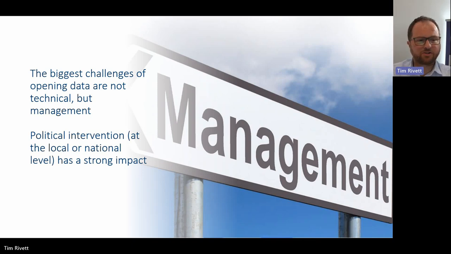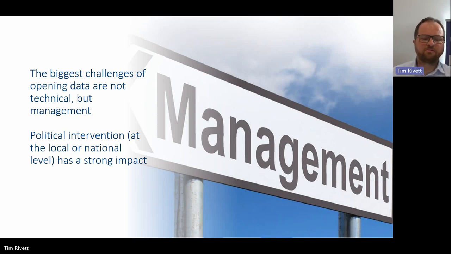But as with lots of things, once a politician gets behind something, then it tends to happen, and it can happen at pace, and that's why the UK government's been able to do quite a lot in making data available. That's why Bus Open Data Programme came about, because politicians got behind the idea and made it happen through legislation.